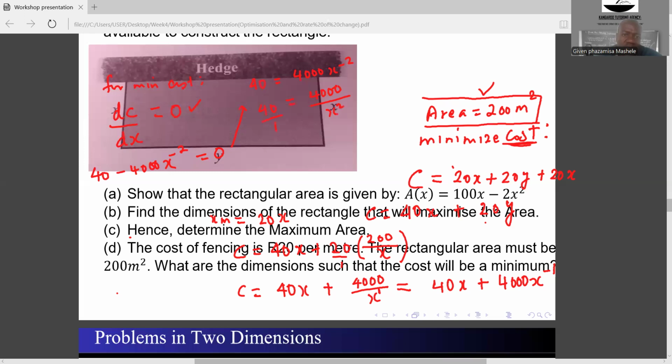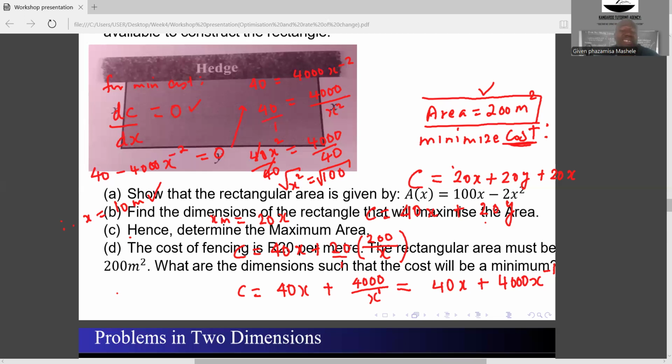Then we can now cross multiply. So we're going to have 40x squared equals 4,000. We divide everything by 40. So this will give us x squared equals 100. And since x is the length, it is positive, so we cannot have a negative length. So we take the square root on both sides, not allowing plus or minus, which means that the value of x should be 10 meters. If we want to minimize the cost, x should be 10.